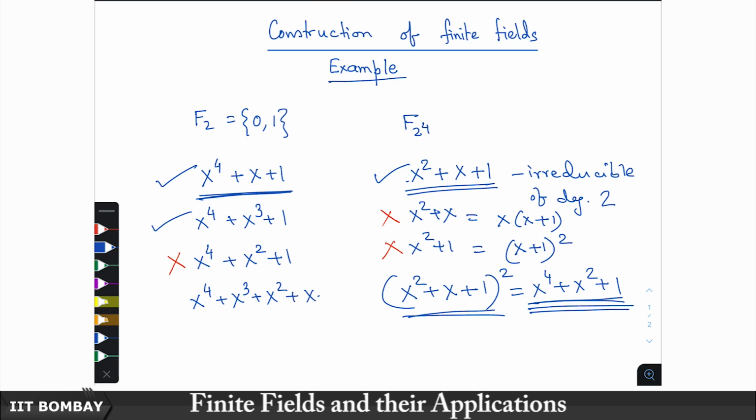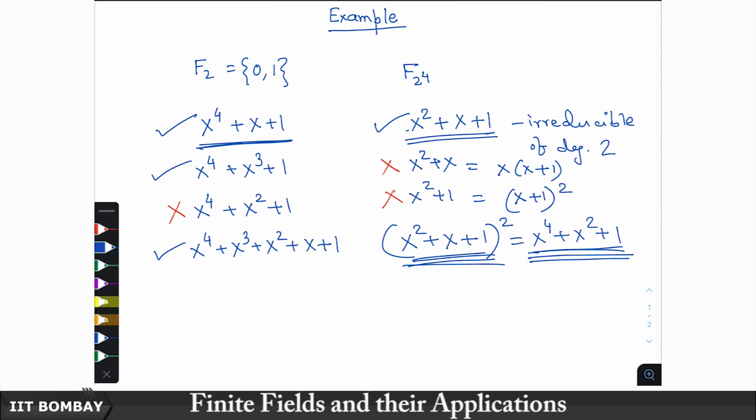How about x^4 + x^3 + x^2 + x + 1? This again does not have a root because it has 5 terms. If you put x equal to 0, it is equal to 1. If you put x equal to 1, again you get 5 modulo 2, which is 1. So, neither 0 nor 1 is a root of this polynomial, and it is also not the square of the irreducible polynomial of degree 2. So, it is an irreducible polynomial.